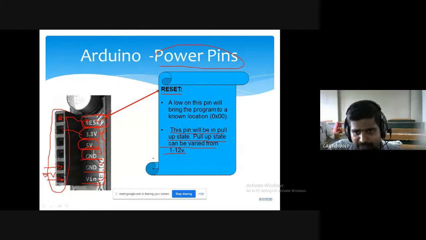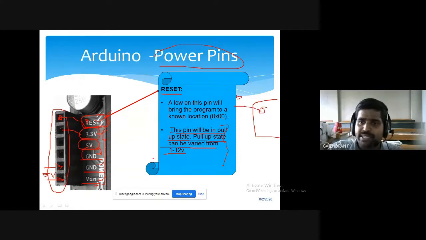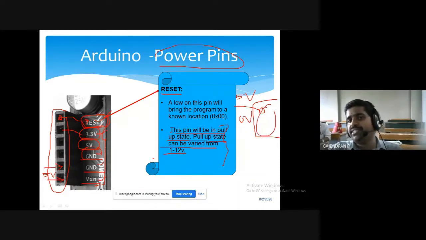This pin will be in pull-up state. Pull-up state can be varied from 1 to 12 volt. What pull-up is and all, we will see later. Initially the reset pin will be in logic high. If I make the pin 0 for some time, my system will get reset. Reset means it will start to run from the known location.